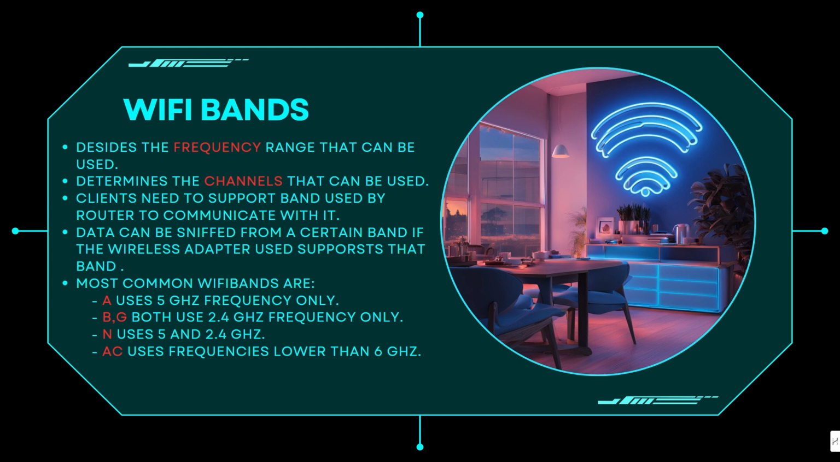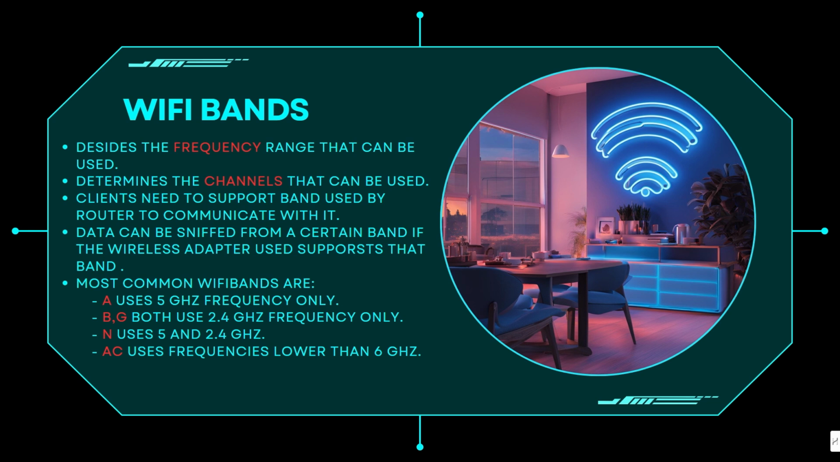Devices like your laptop or phone need to support that frequency to connect. The two most common frequencies are 2.4 GHz and 5 GHz. Each has its own strengths and weaknesses. The 2.4 GHz is great for long-range conditions. It can travel further and penetrate walls better than 5 GHz, but it is more crowded.